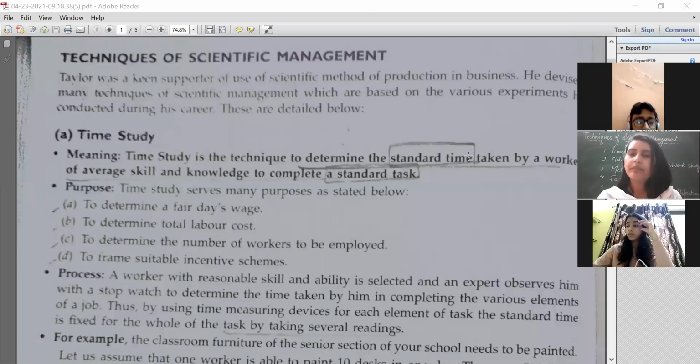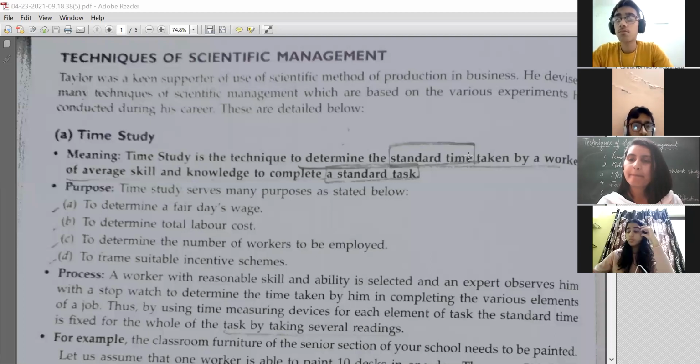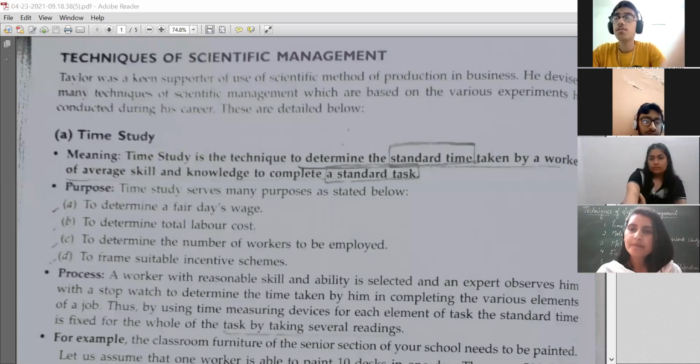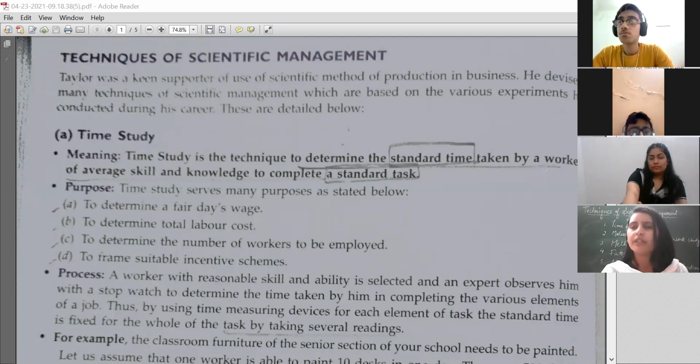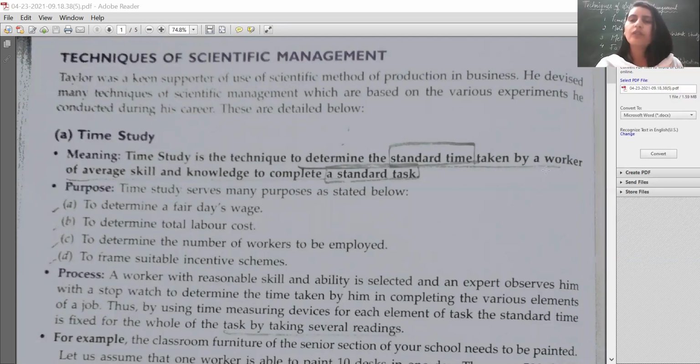Okay, Sanyam. 50. 50. Very good. This is the right answer and a very easy question. I just want to see if you are listening or not. So 50 persons are required.